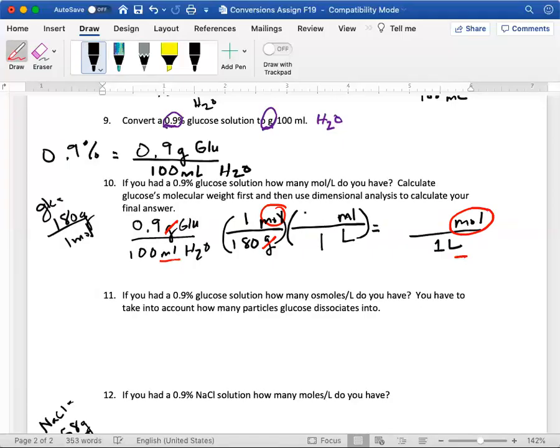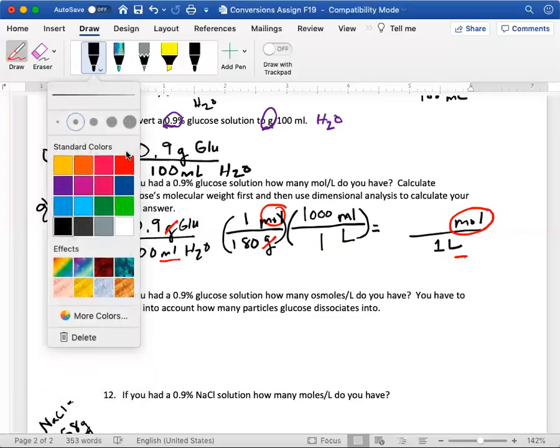Don't do 10 to the negative 3. 1 mil is 10 to the negative 3 liters, and you don't need to do scientific notation because that just messes everything up. I know you spend all this time learning that in chemistry, and then I tell you not to use it. But make it as simple as you can, okay? So 1,000 mils is 1 liter. All right, so then what do you do? You're gonna cancel out your units, right?